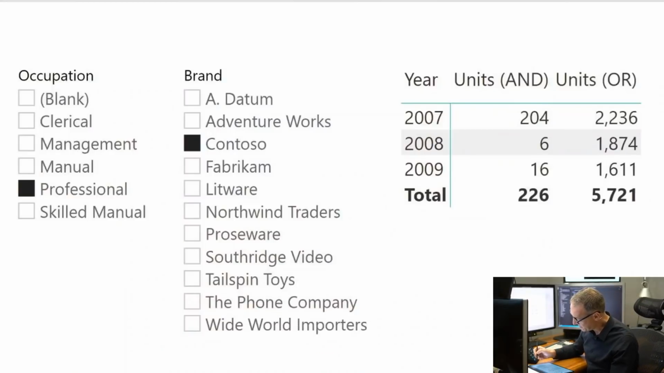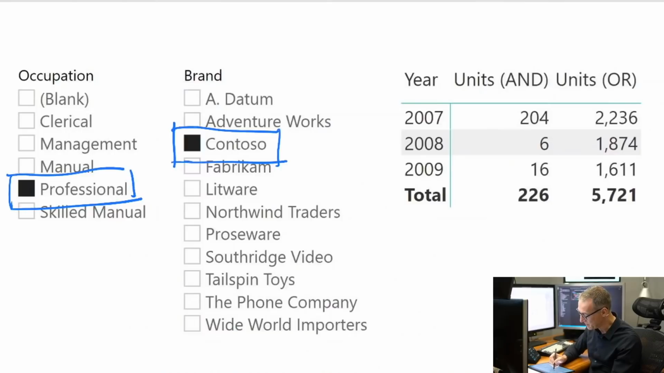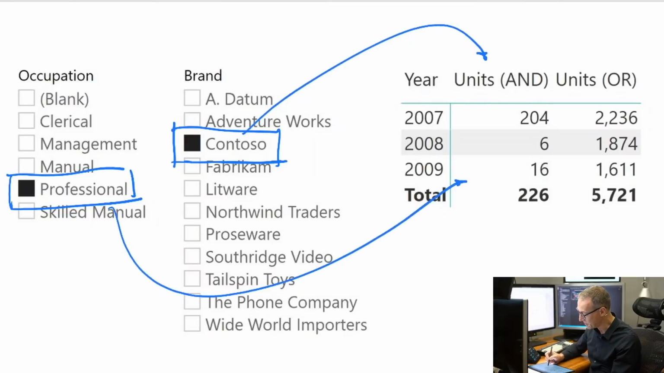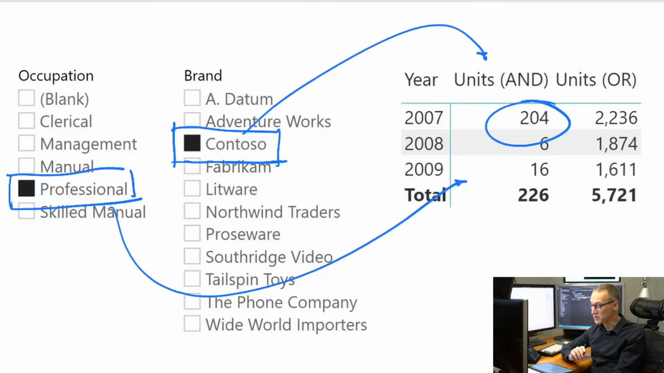If you look at this report, we have two slicers. One is filtering the occupation, only professional, and the other one is filtering the brand, Contoso. Now, these two slicers are working together on the report. And the number you see here, 204, represents the number of products sold that are both of the brand Contoso and have been sold to professionals.